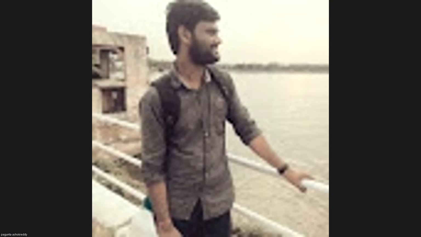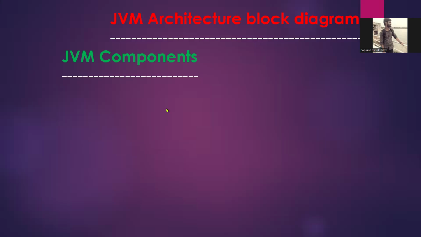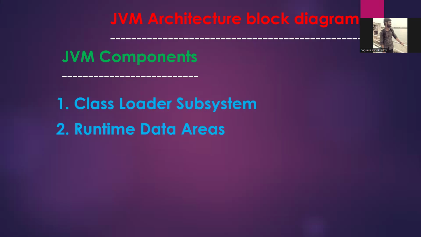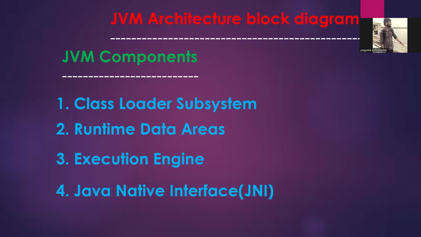Today we will discuss the JVM Architecture block diagram. First of all, the JVM has four components. First one is Class Loader Subsystem. Second one is Runtime Data Areas. Third one is Execution Engine, and fourth one is Java Native Interface.